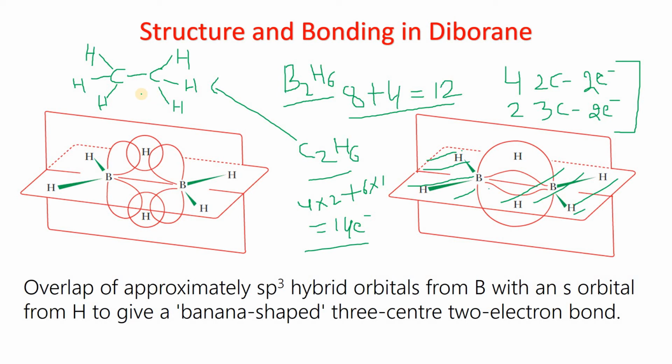And the electron diffraction study shows that the structure is like this. There are 2 boron atoms, there is boron, another boron, and there are 4 hydrogens like this.